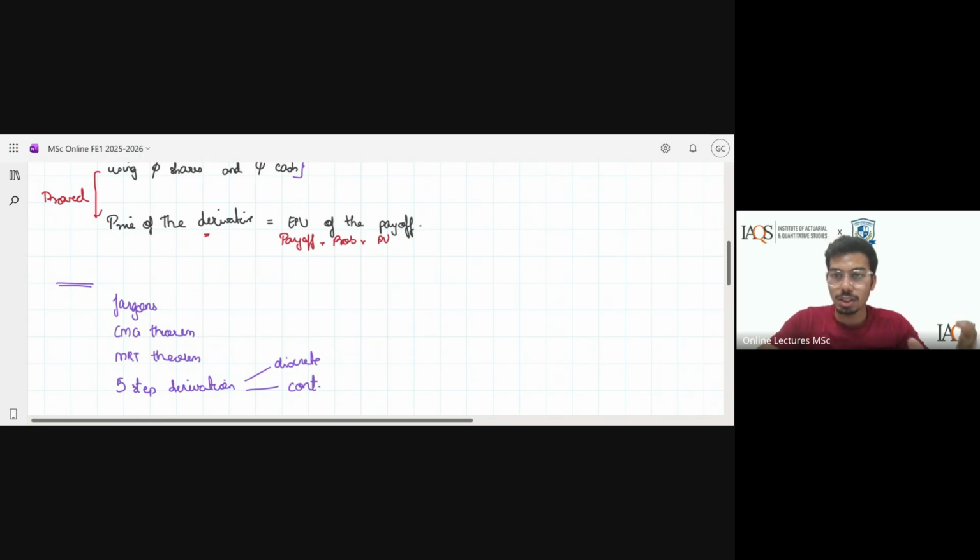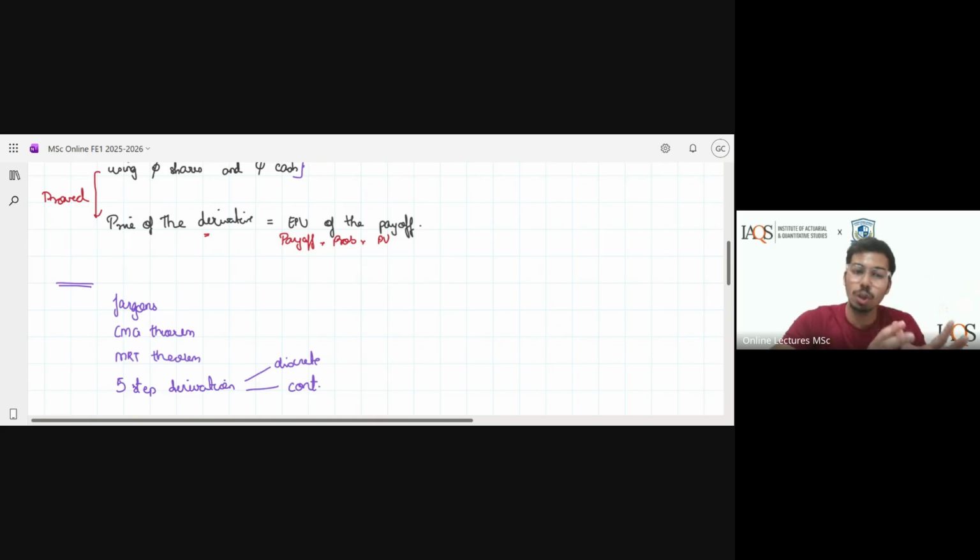Cool. As I said, the contents of the chapter: first we'll understand jargons. Except for 2, there are 5 total concepts. Except for 2, the 3 are very straightforward. They are not jargons, so let me call them jargons and concepts. The next thing we'll understand is the CMG theorem, the Cameron-Martin-Girsanov theorem. I'll write the full form when we do it. After the CMG theorem, we'll do MRT, which is the Martingale representation theorem.